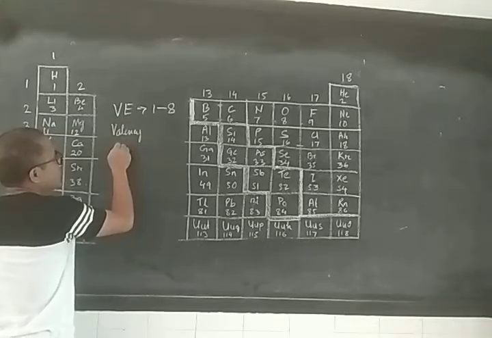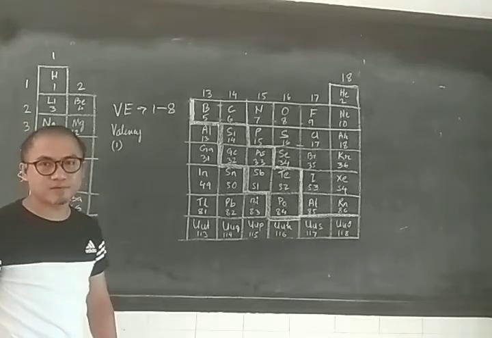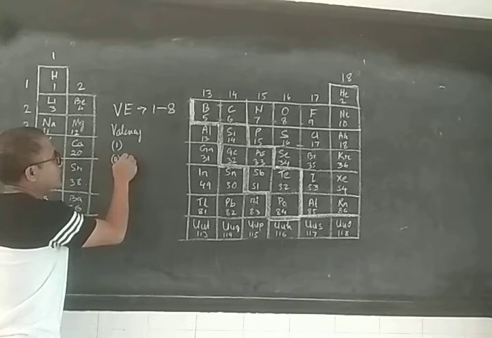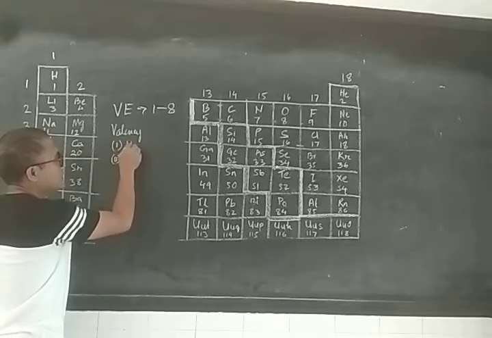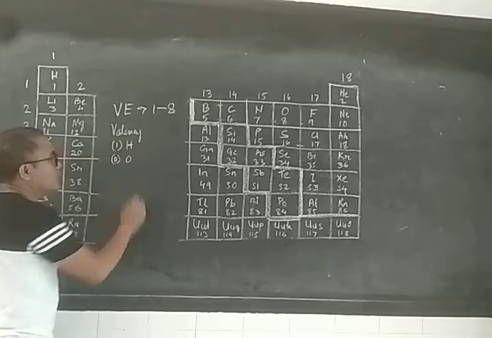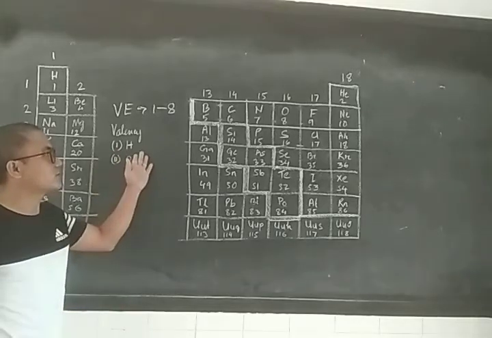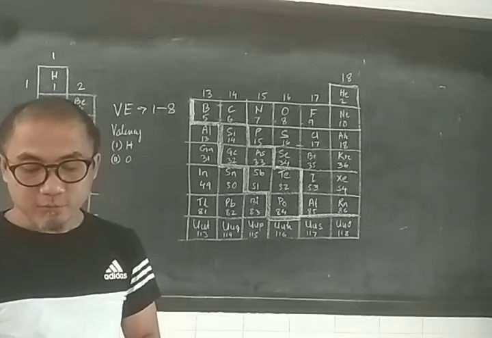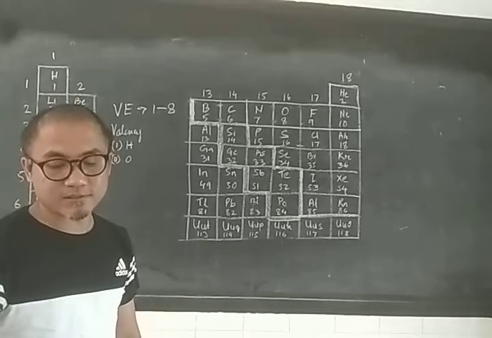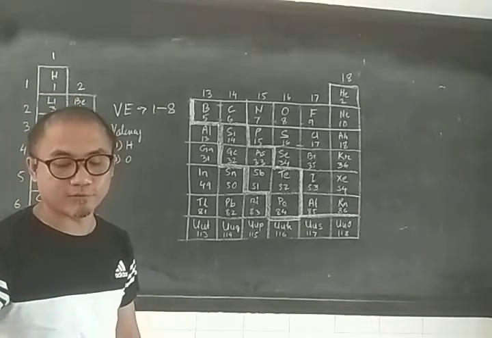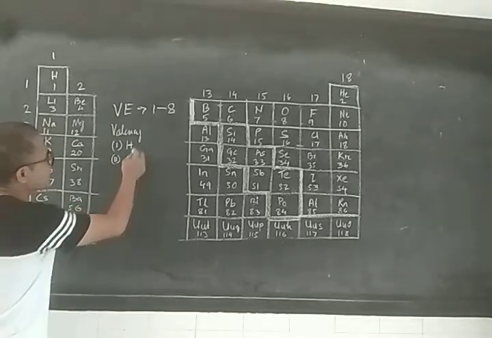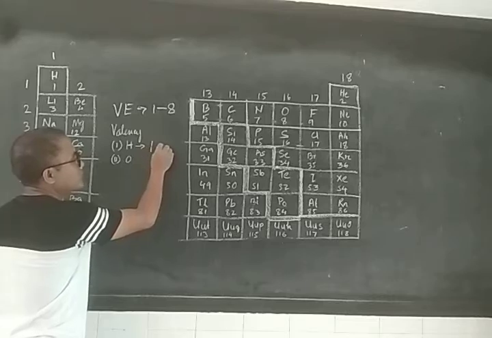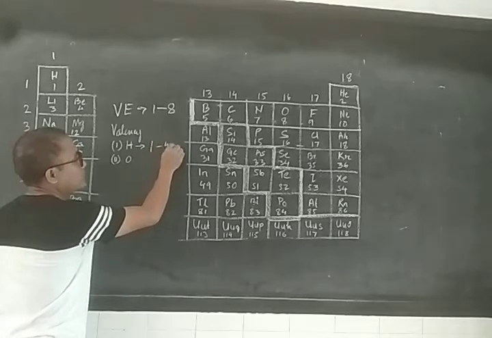We have two cases: number 1 is with respect to hydrogen, and number 2 is with respect to oxygen. First we will discuss hydrogen. With respect to hydrogen, the valency increases from 1 to 4 and then goes back to 1.